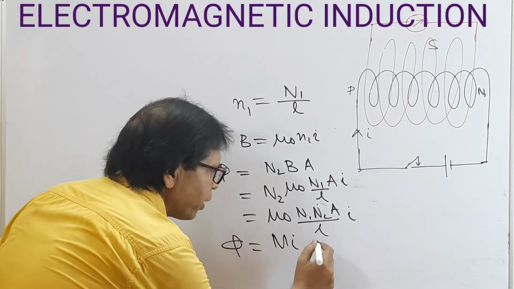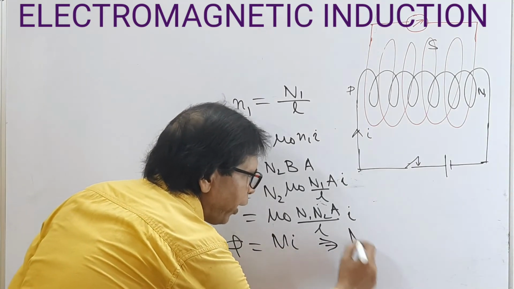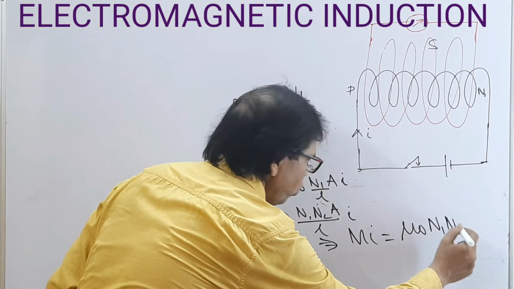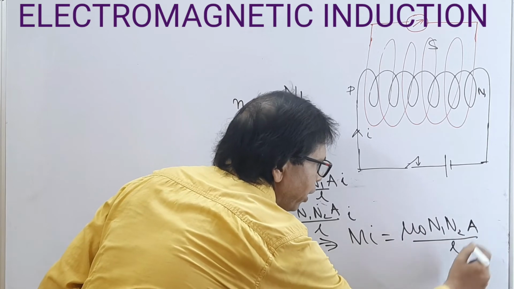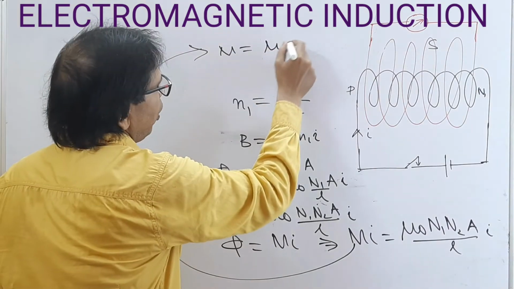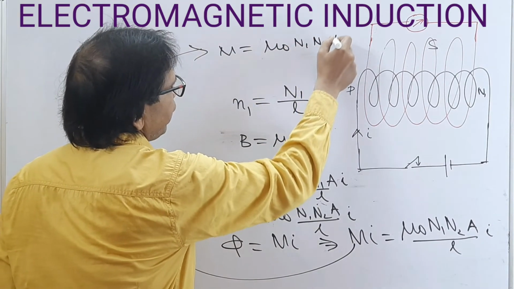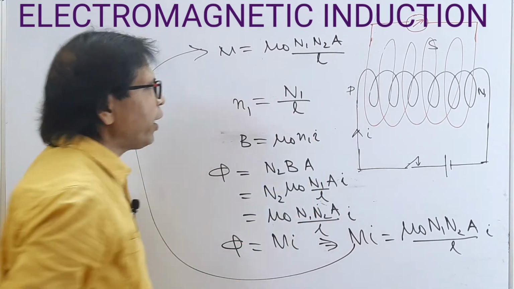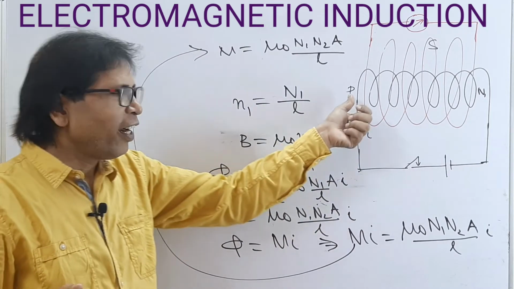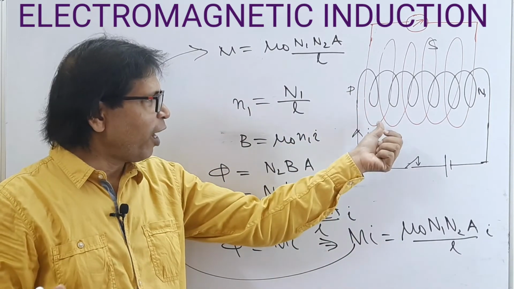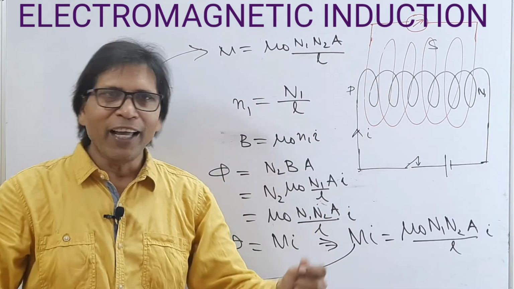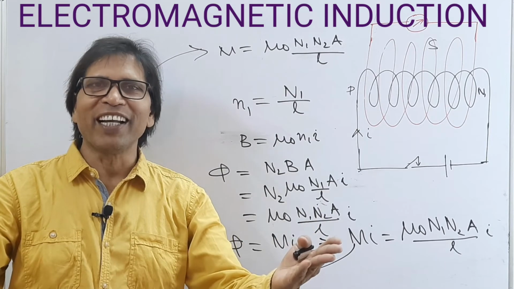Now we know the flux linked in the secondary coil due to instantaneous current I is phi equals M into I. So therefore M I equals mu naught N1 N2 A divided by L into I. Therefore mutual inductance M equals mu naught N1 N2 A divided by L. So look at this. The mutual inductance between the two coils depends on the number of turns in the primary, the number of turns in the secondary, the area of cross section of the smaller coil and the medium within the primary coil.